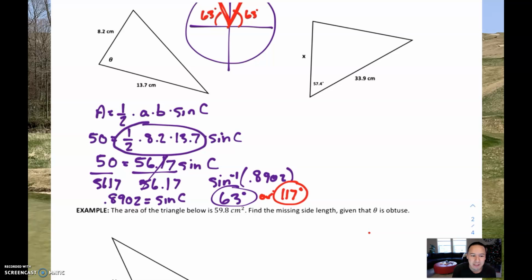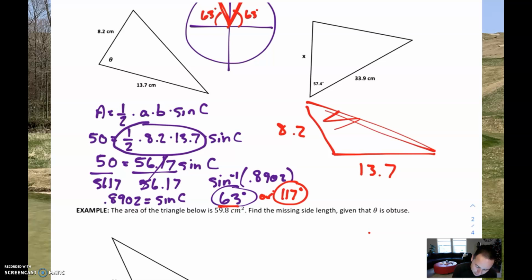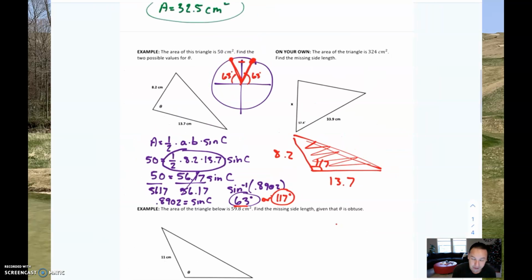If you make some assumptions from the picture, it looks like that angle is acute, so it would probably be 63 degrees, but technically there are two possible answers. You could have had a triangle, don't draw this on yours, I'll erase in a second. But this could have been the 13.7, and you could have had it going this way, and that could have been 8.2. And that triangle over here would also have the exact same area if this was 117. So that triangle would also have an area of 50 square centimeters.